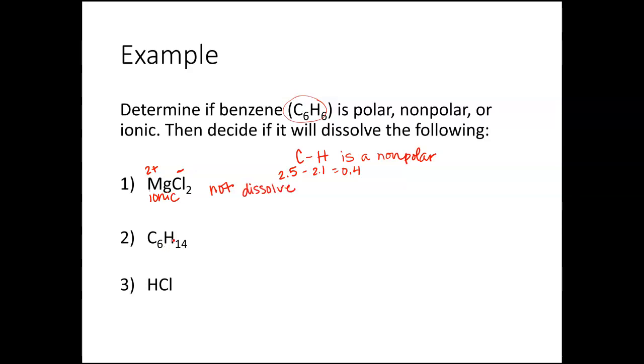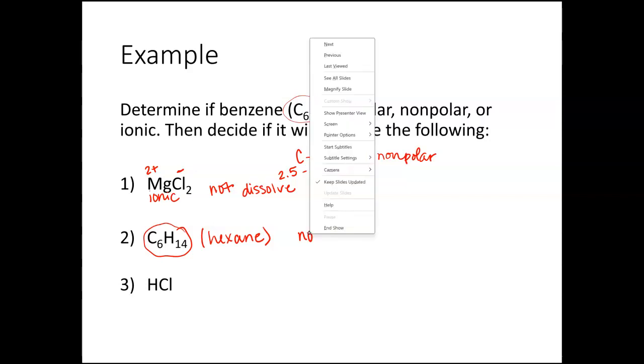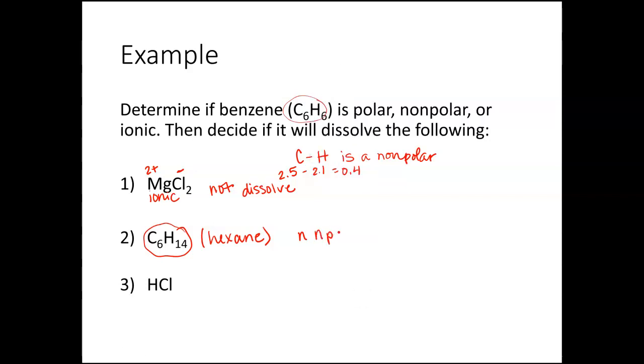Next, we have C6H14. This is a compound called hexane. It's a common additive to gasoline and a few other products, and it's a really common solvent that people use in labs. If we see that it only contains carbon-hydrogen bonds, just like benzene, we can see that this is a nonpolar substance. And so that means that if it is nonpolar and benzene is nonpolar, it will dissolve.